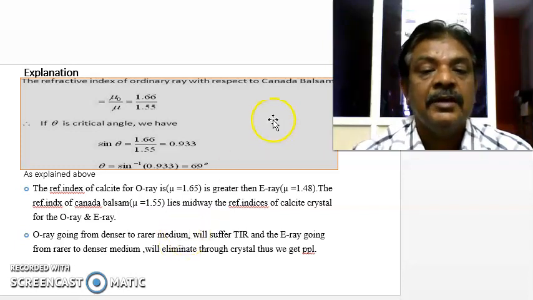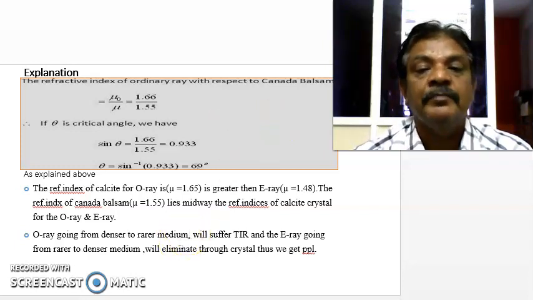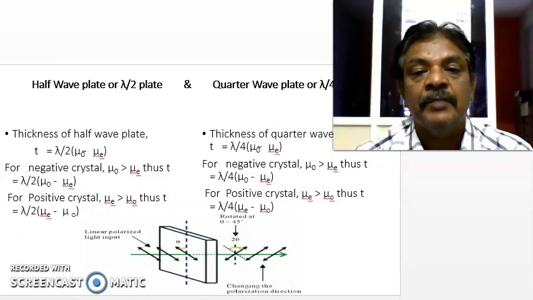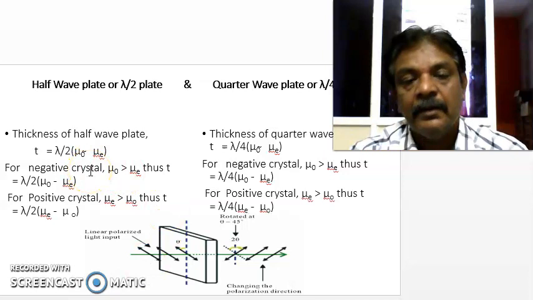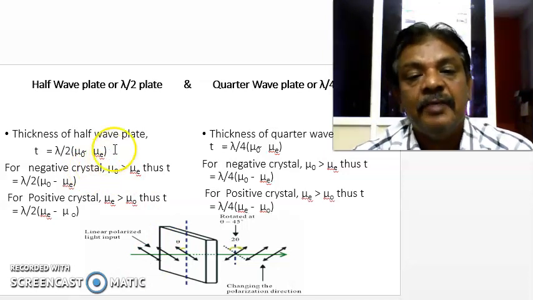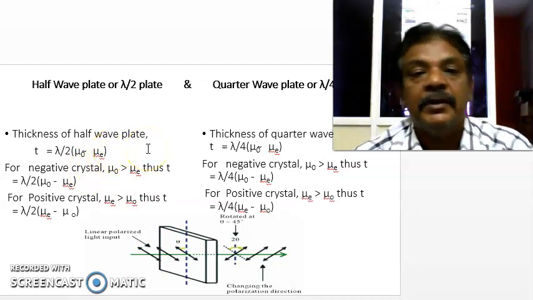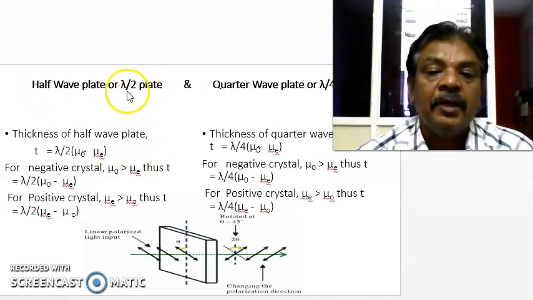So this is the Nicol prism, and on the basis of this Nicol prism, we can use the construction of the half wave plate and quarter wave plate. Let us see what is meant by a half wave plate, and what is meant by a quarter wave plate.